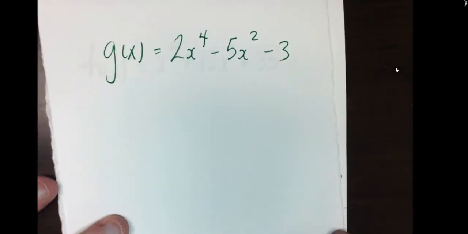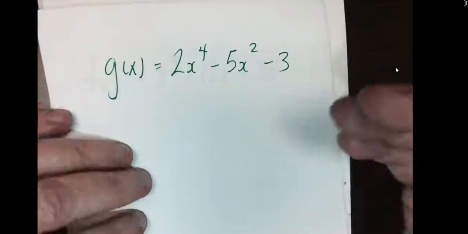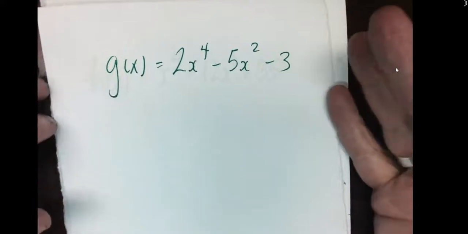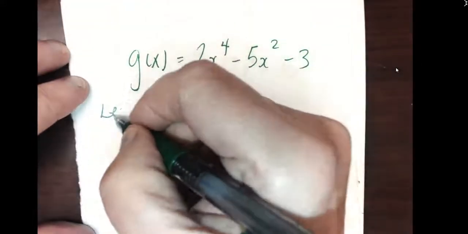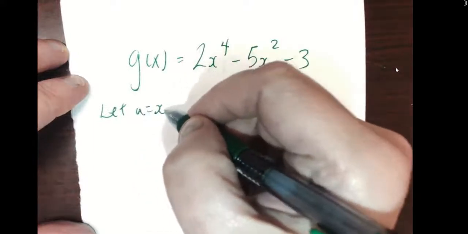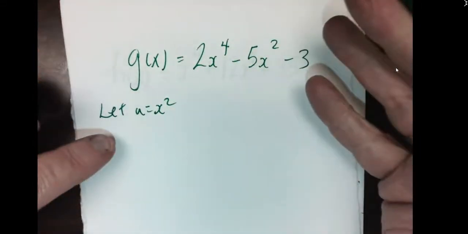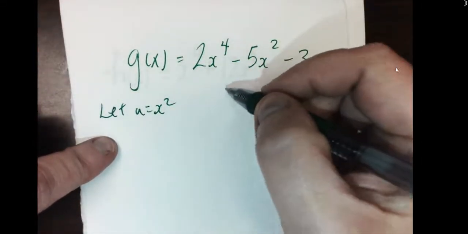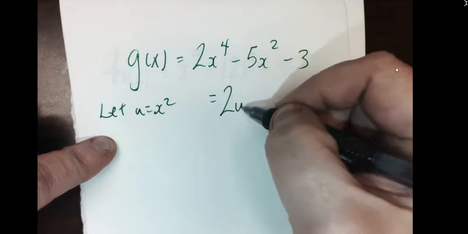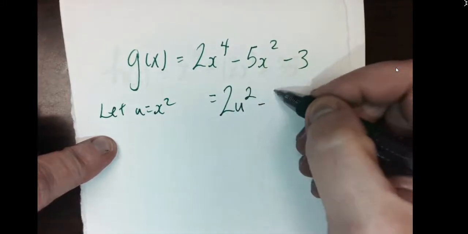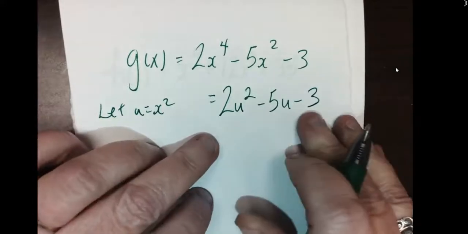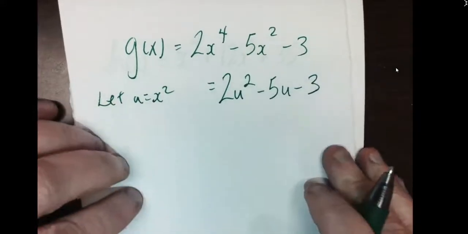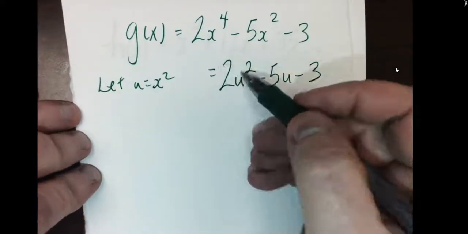Let's find the zeros and the x-intercepts of this. Once again, this is a quartic, but I can treat it like a quadratic if I let u be equal to x squared. So if I make that substitution, then I can rewrite this as 2 times u squared minus 5u minus 3. And I can try and factor this. It's more difficult to factor, but I can still try.